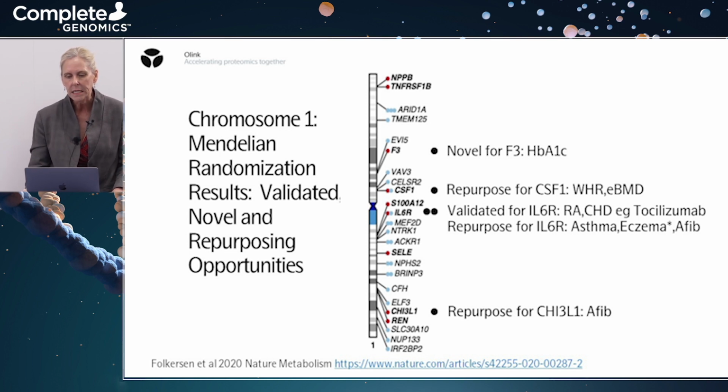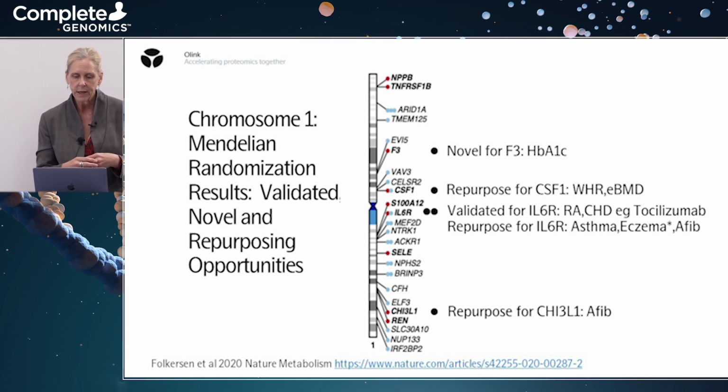So a validated target on chromosome 1 is for IL-6R. And indeed, tocilizumab, which is a therapy from Genentech, is targeting this pathway in rheumatoid arthritis, an approved therapy. A novel finding on this chromosome was for F3, which codes for a protein TF, and this was associated with HbA1c levels, so might be relevant for metabolic disease, has to be explored. And then 3 repurposing opportunities map to this chromosome.